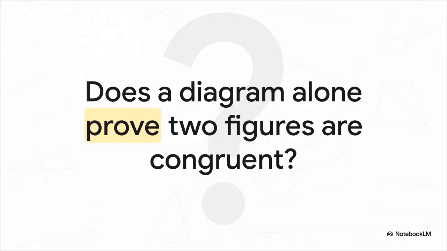Let's do one more check for understanding. If you see a diagram showing two triangles that look completely identical, does that diagram alone prove the two figures are congruent? The strict analytical answer is no, absolutely not. A diagram is never enough. It's just visual evidence. To mathematically prove it, you must explicitly state the reasoning, whether that's defining the specific rigid motions, using coordinate formulas, or applying a congruence theorem like side, side, side.